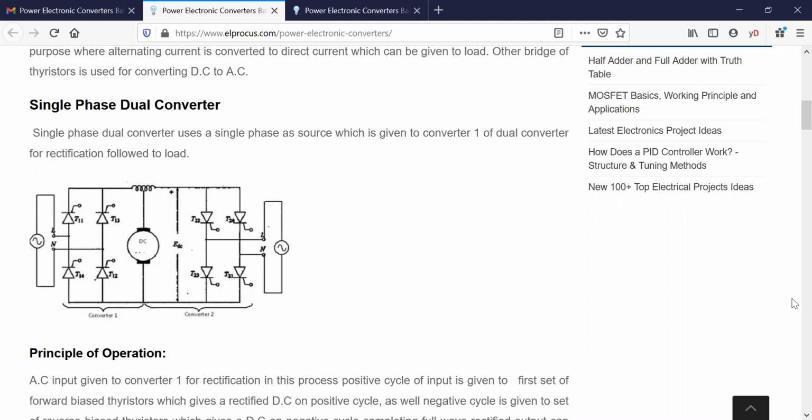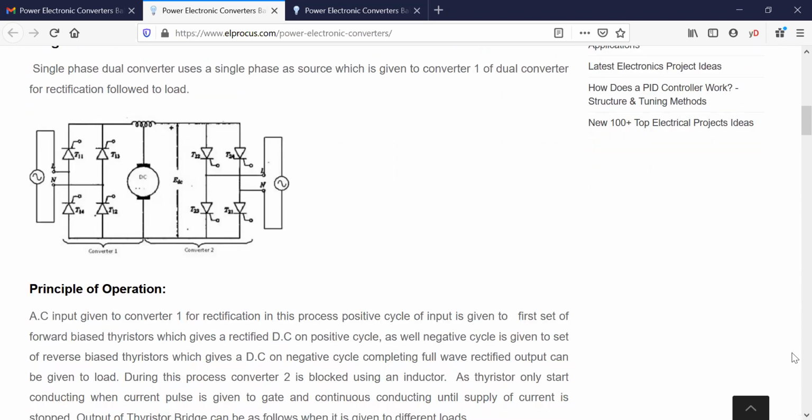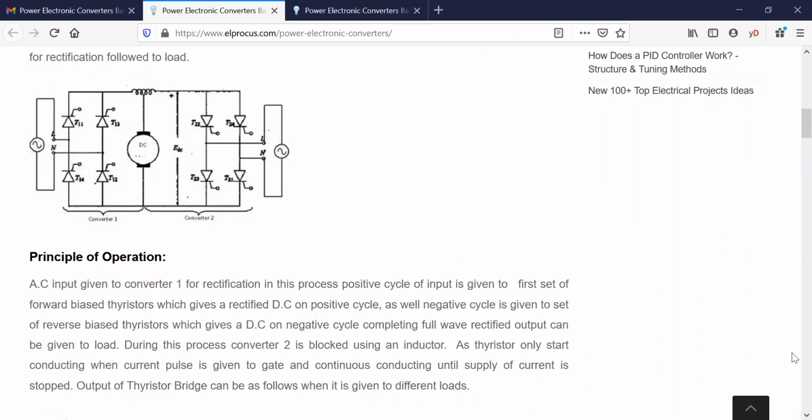The single phase dual converter uses only a single phase as a source, and a single phase has a phase and neutral. This single phase source is given to converter one of the dual converter, which is used for rectification, followed by the load. Now, the principle of operation of this one, because here we are giving the AC input now.